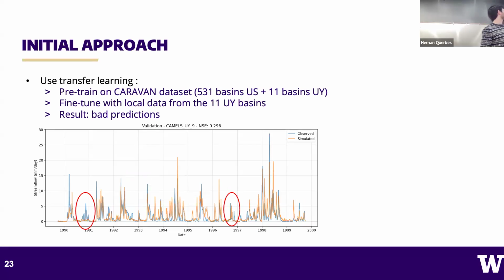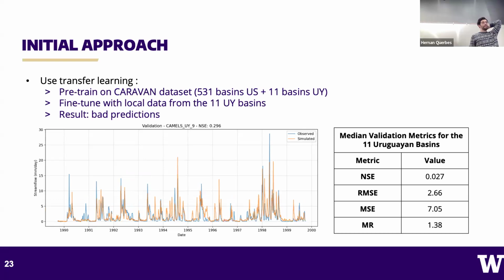Here are more examples. So we are missing a lot of peaks. Here we have the median metrics for those 11 basins. And as you can see, the NSE is really close to 0. That means that it's almost the same to use the mean of the observations to make predictions, which is really bad. And also the ratio of the means is really big. So here we are over predicting our observations by almost 40%.